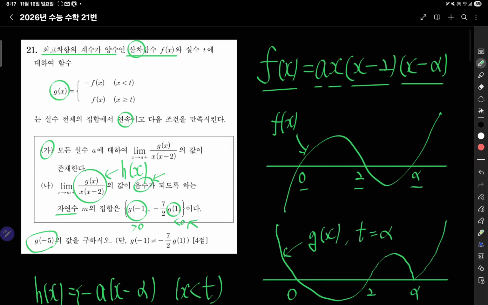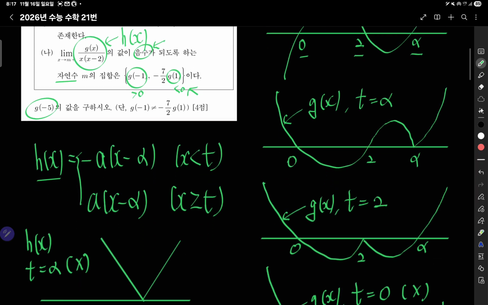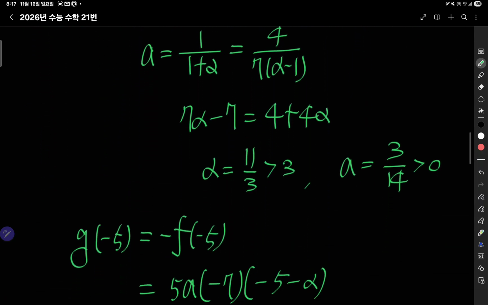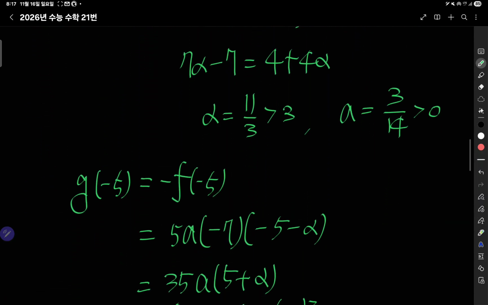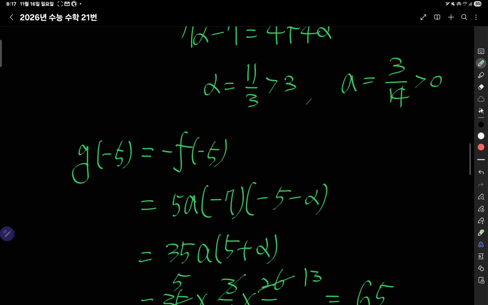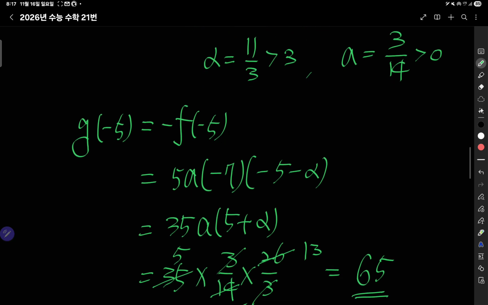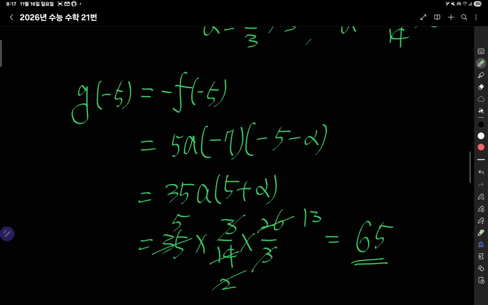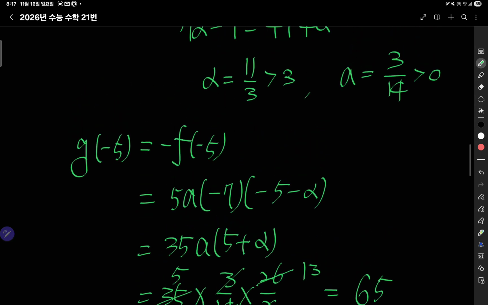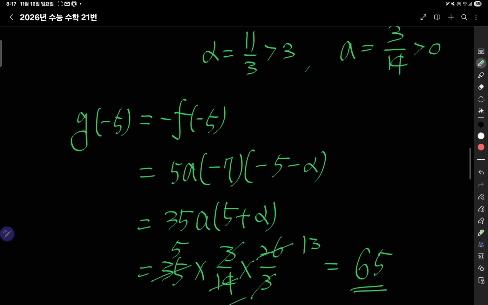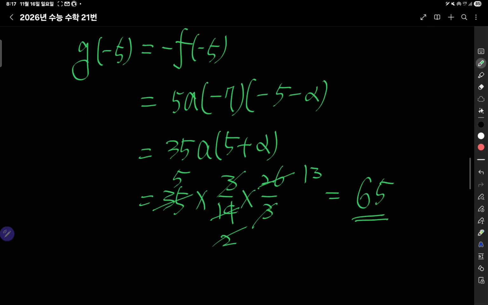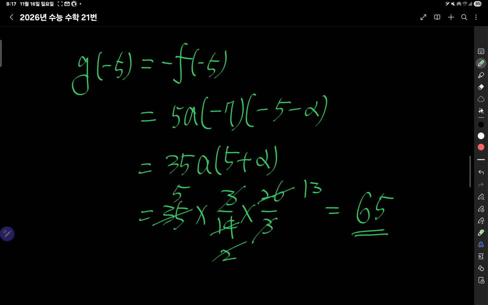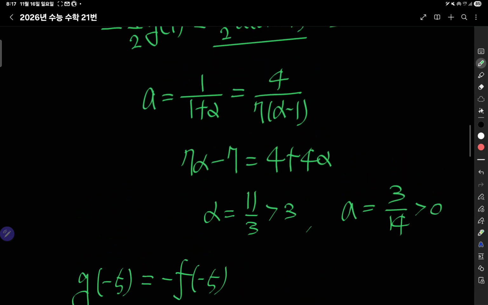And finally, we want to find the value of g of minus 5. Once again, because minus 5 is less than 2, we need to use minus f of negative 5. So put -5 in place of x, and then use the values we found for a and alpha, and the product of 5 and 13 is 65, so that's the value of g of -5.